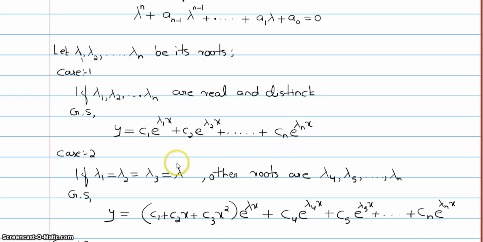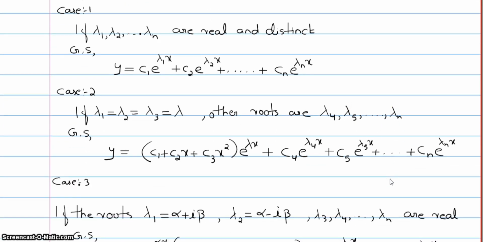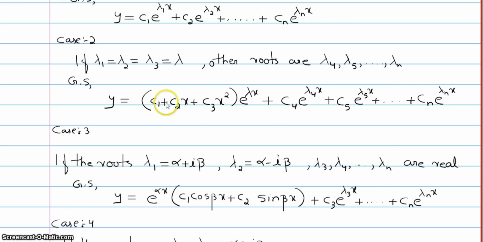Okay, next case, if three of the real roots are the same. Lambda 1, lambda 2 and lambda 3 are the same root, say equal to lambda, and the remaining roots, lambda 4, lambda 5, etc., lambda n are distinct real numbers. In that case, the general solution format will be y = (c1 + c2 x + c3 x^2) e^(lambda x) + c4 e^(lambda 4 x) + c5 e^(lambda 5 x) + etc. + cn e^(lambda n x), since the remaining roots are real and distinct, so the first case can be followed.